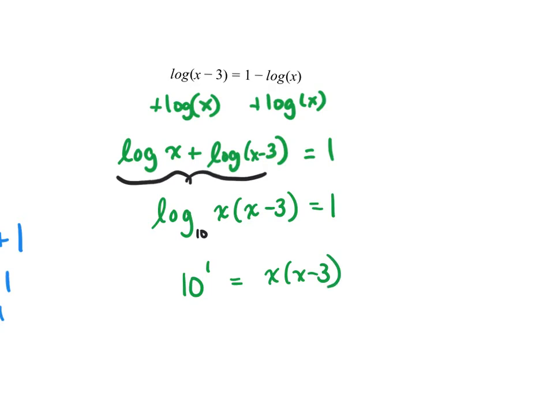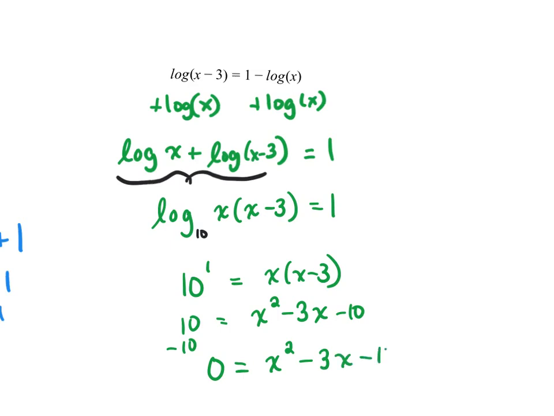And so now I have to solve this resulting equation by distributing the x, getting everything on one side, and solving the quadratic. So this will give me 10 equals x squared minus 3x. Since it's a quadratic, I'll bring everything to one side. So I get 0 equals x squared minus 3x minus 10.